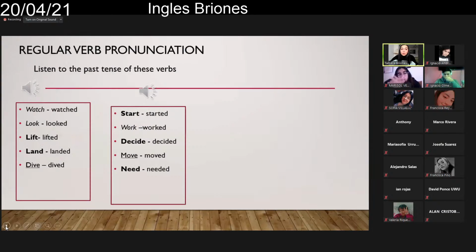For example, if you go back and you look at Audio 3.3.1, if you think about decide, I look at it and I say, okay, it finishes in a vowel, but the sound is decide. Termina en un sonido de D, por lo tanto es decided.